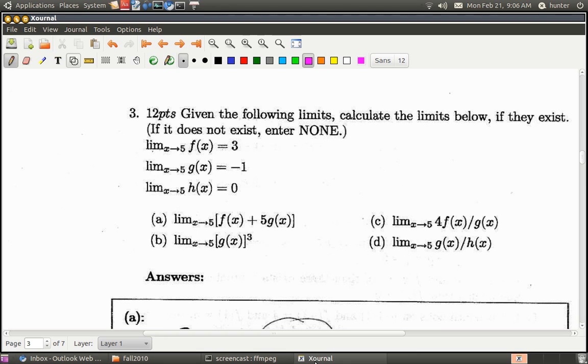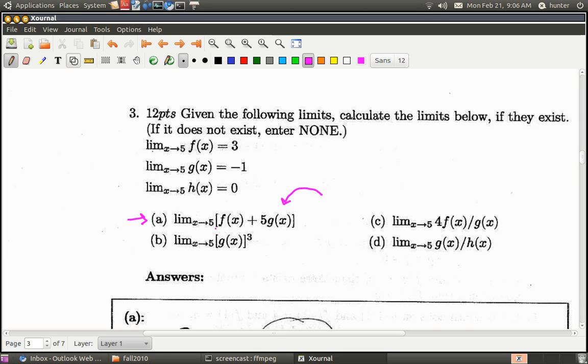And now we're supposed to do these a, b, c, d limits. So let's just look here at a. What's the limit as x goes to 5 of f of x plus 5 times g of x? Okay, so there's no reason, I think I didn't go over the limit laws in class. I guess I did last semester. I must have gone over it more. But there's no reason that you can't just plug in.